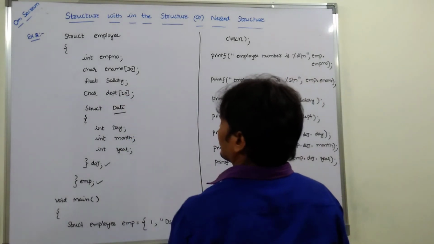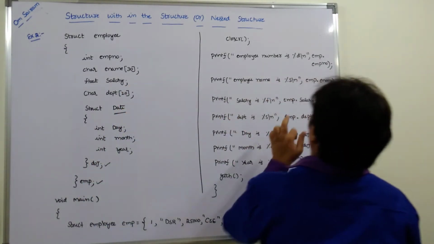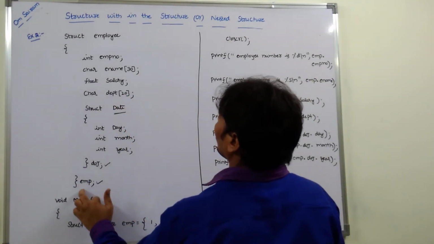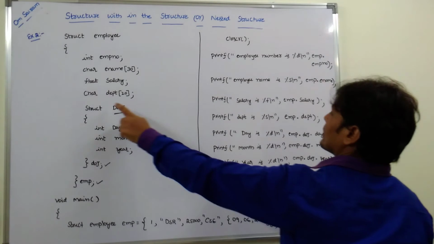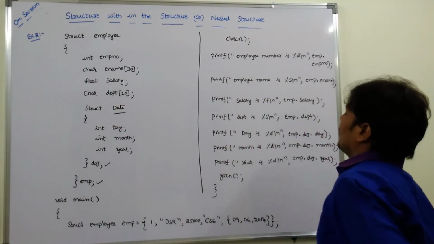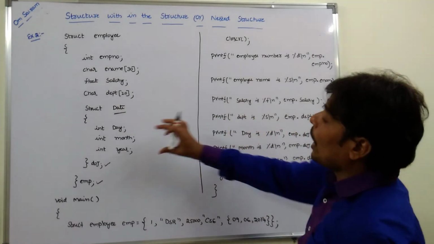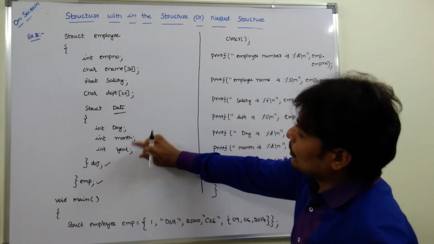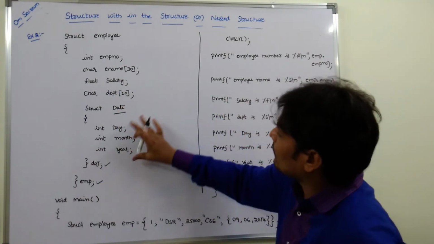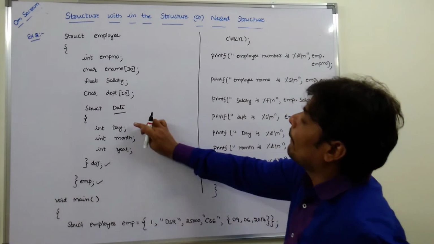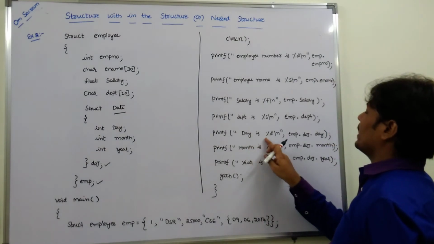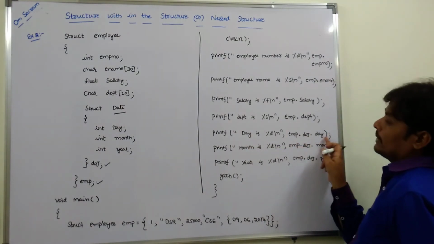Next, how to access the salary? emp dot salary. Next, how to access the department? emp dot dept. Here this is also a character array, so we have to use the control string percentage s, emp dot dept. How to access this one? The entire structure variable is emp dot, this structure variable is doj dot member name: emp dot doj dot day.